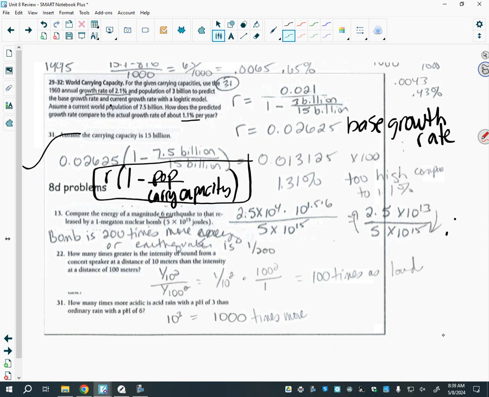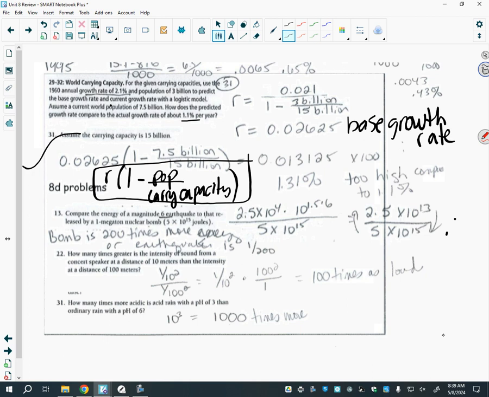And we also learned that the pH scale, each step on the pH scale is a power of 10. So I didn't even use the formula on 31. I just knew from a pH of 3 to a pH of 6 is 3 steps. So that's 10 to the third. So that means that a pH of 3 is 1,000 times more acidic than a pH of 6.